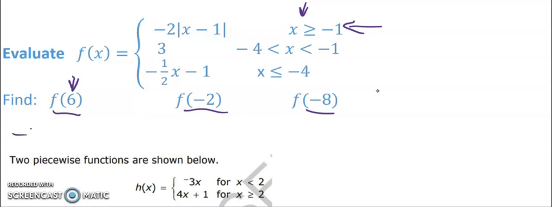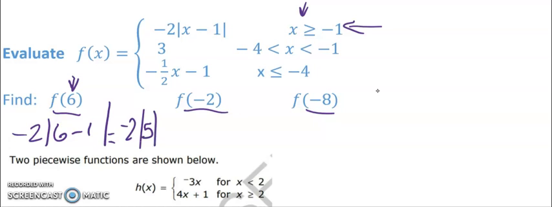So I'm going to just take this equation, I'm going to plug in a 6, and then I'm going to solve it. Okay, so I'm going to simplify inside. That gives me -2 times 5. The absolute of 5 is 5, and -2 times 5 is -10. So when x is 6, y is -10.